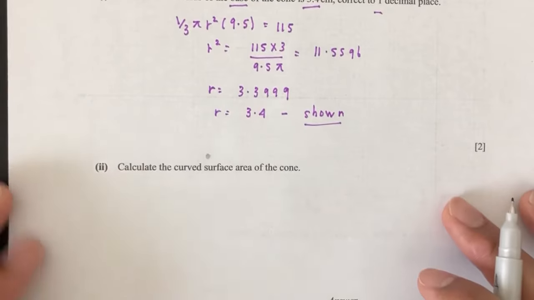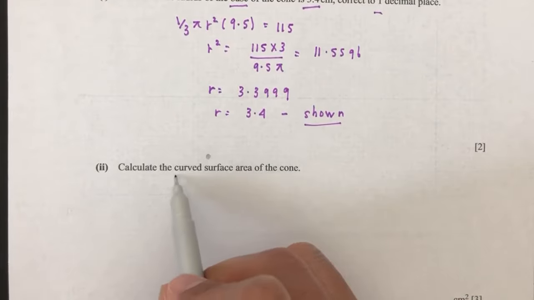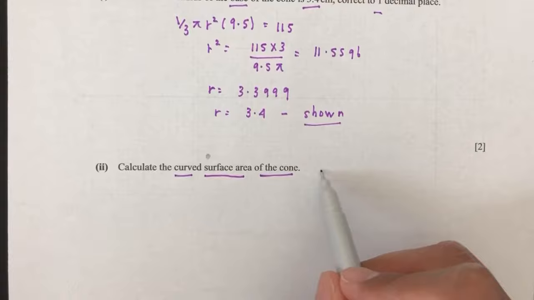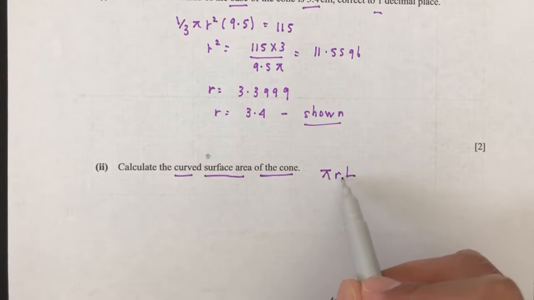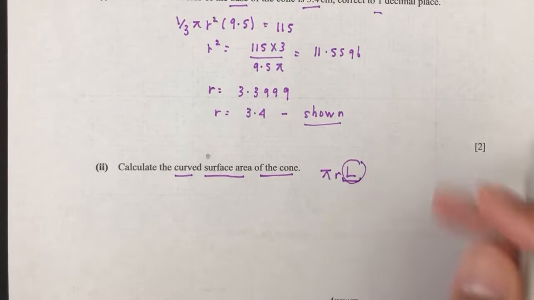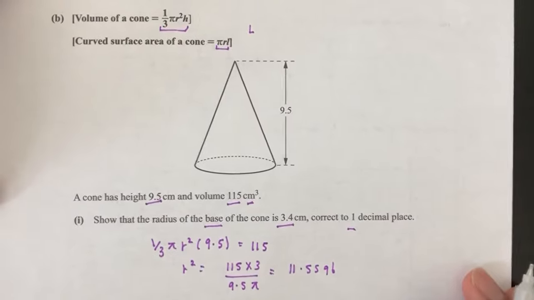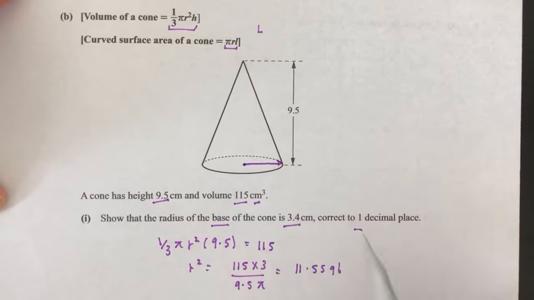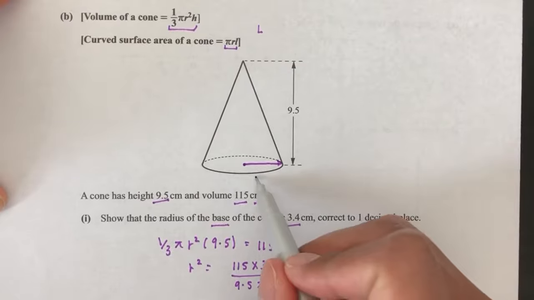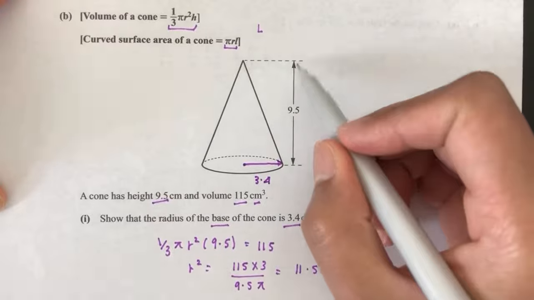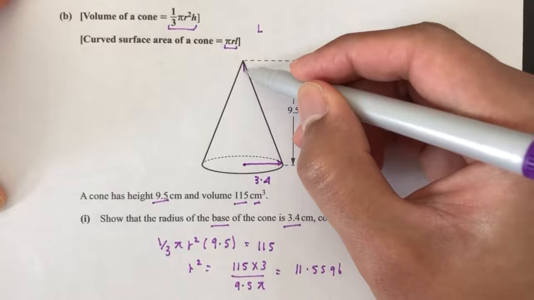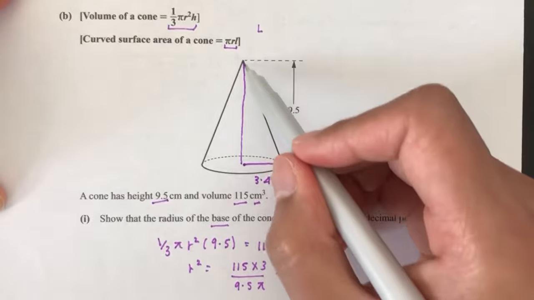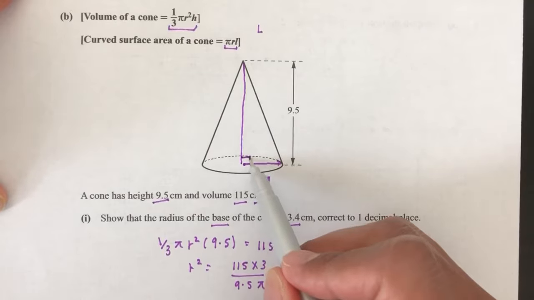Now part 2. Calculate the surface area of the cone. So for you to find the surface area, you have to use pi r L. So what is the value of L? We don't know yet. So what do we know? We know that the radius is 3.4 and the height is, this is the same as the height, is 9.5. We are trying to find this one, and this is a right angle.